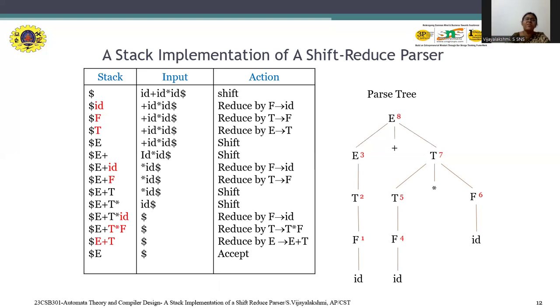So the key ideas: shift pushes the next symbol from the input string onto the stack, and we check the input string, with an error if no valid shift or reduce is possible. In this example, it shows how the shift reduce parser reduces ID plus ID star ID to the start symbol E by choosing when to shift or when to reduce.